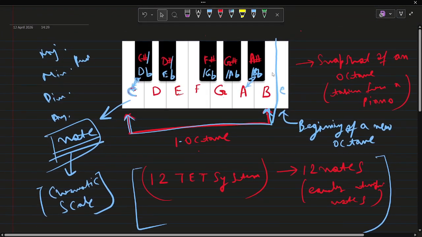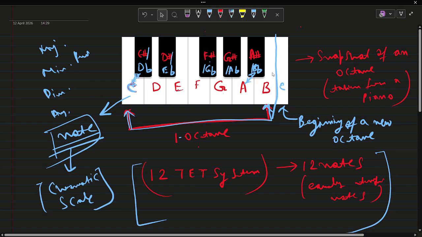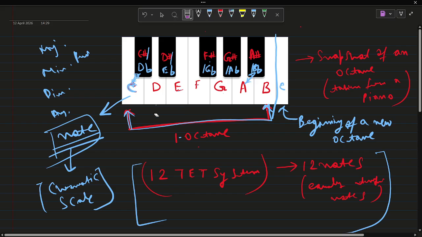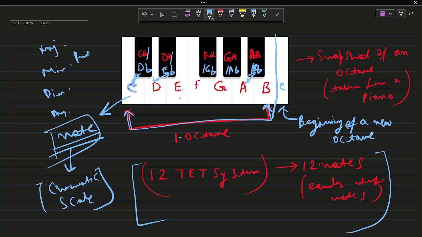Okay. So what does it mean by semitone, whole step, half step, tone? These things are basically just the interval. If we take any two adjacent notes, suppose D and D sharp, these are adjacent notes. E and F, and here also C sharp, these are also adjacent notes.